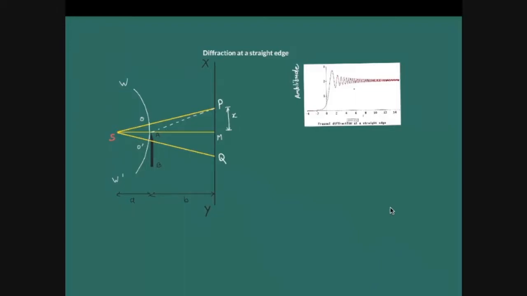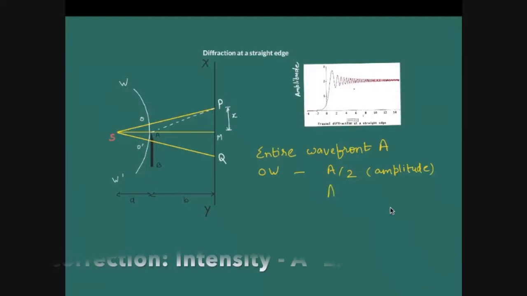First is we are having two distinct regions here. M to P is our illuminated zone and M to Q is the shadow region. So first, if we talk about the intensity at point M, in this case, half of our wavefront is cut off. You will have only wavefront O to W. If my entire wavefront amplitude was A, then because of OW wavefront, which is half, it would become A by 2 in amplitude, and therefore intensity would become A squared by 4.